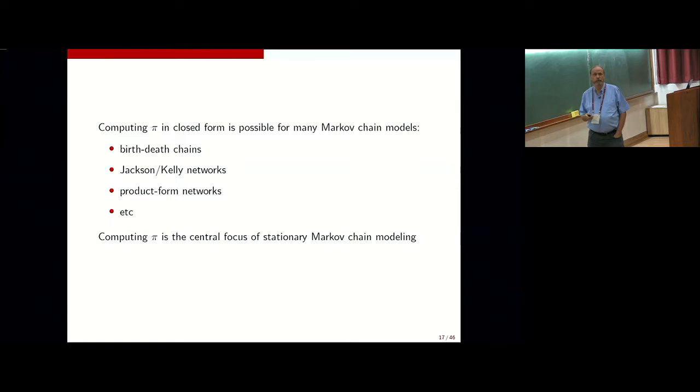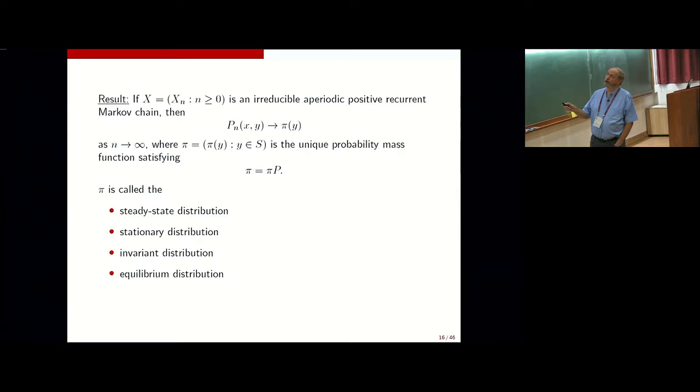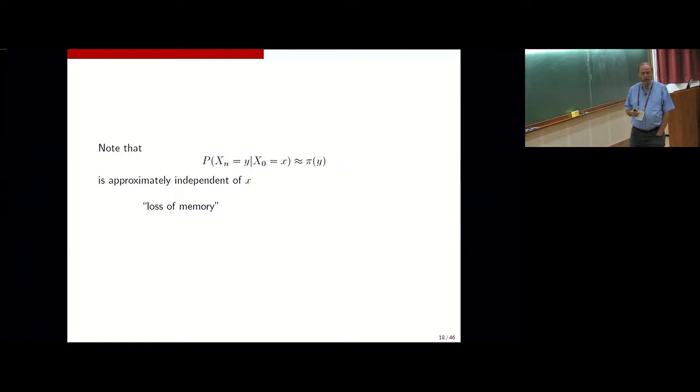One of the things that is important to realize, that's implicit in this result, namely the fact that the n-step transition probabilities converge to limiting probabilities that are independent of the initial state, is that for large values of n, the distribution of where you end up at time n is independent of the state x that you started off at. And that, of course, is basically a loss of memory characteristic of that dynamical system. So loss of memory is a key property in the world of stationary Markov modeling.